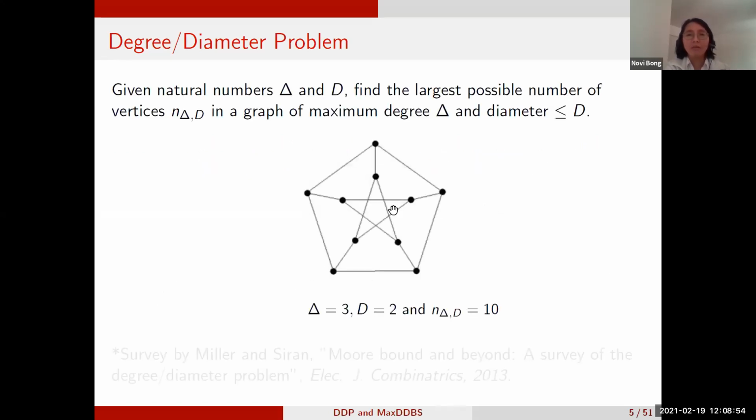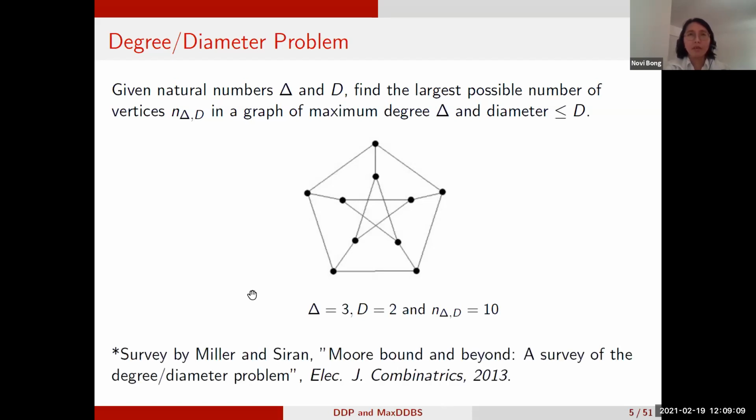Here is an example. When the maximum degree is 3 and the diameter is 2, the maximum order that we can have is 10, and this is the famous Petersen graph. There is a good survey about this problem by Mirka Miller, who was my supervisor. She passed away in 2016. It is by Mirka Miller and Jozef Širáň. This is a dynamic survey, called 'Moore Graphs and Beyond'.